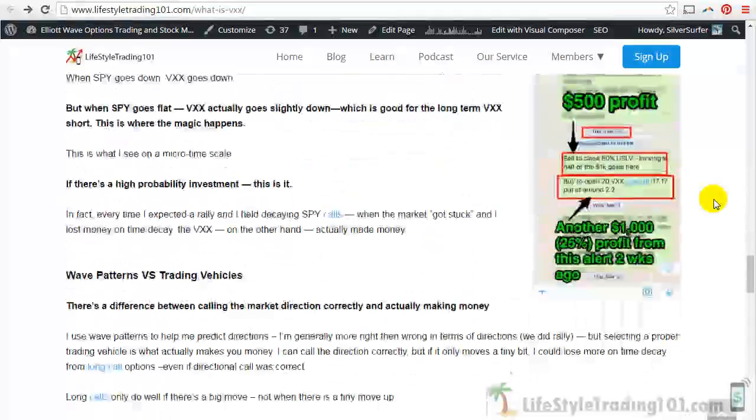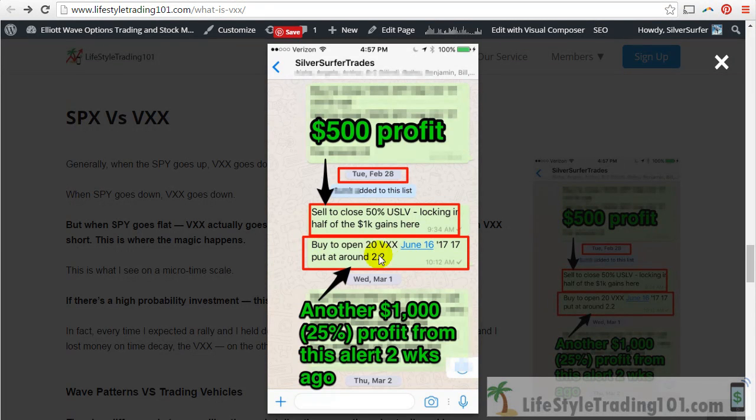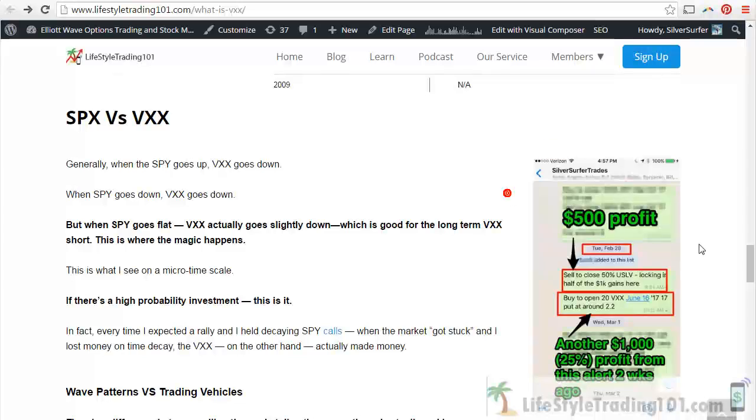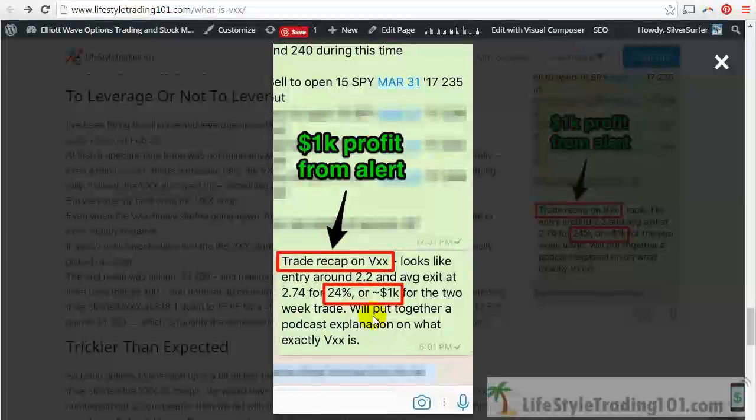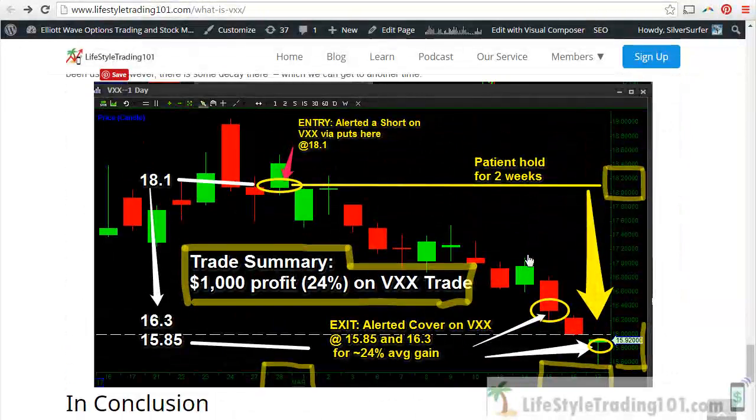As an example, just 2 weeks ago, we sent out this trade alert buying the VXX June puts, basically a short on the VXX. And 2 weeks later, we made $1,000 or 24% return, selling out at 2.74. This kind of looks complicated, but basically we entered the trade here at around 18.1, and we covered around 16.3 as well as 15.85. So that's how we made some money, 24%, $1,000 from this one trade.